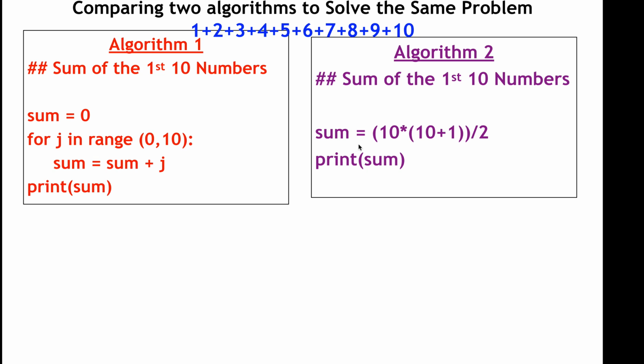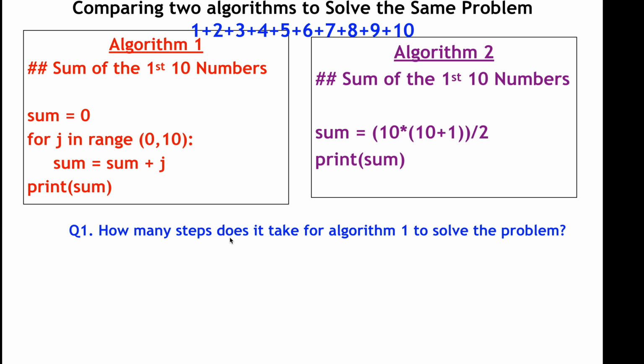You get the output. Print sum is the result of this summation up here. Algorithm 2, and in algorithm 2, you just apply a formula. Sum equals 10 times (10 plus 1), all of this divided by 2. This is one step here, and you print sum, which is the result of this sum, or this problem.